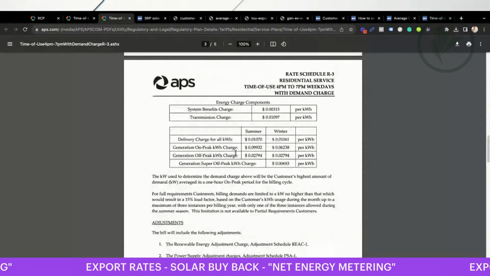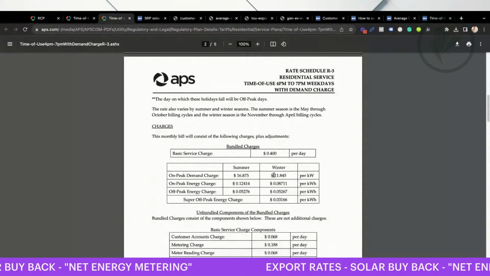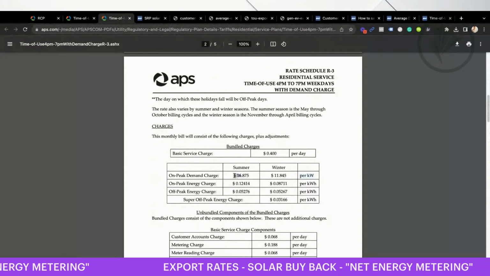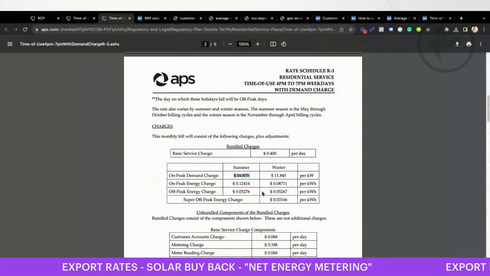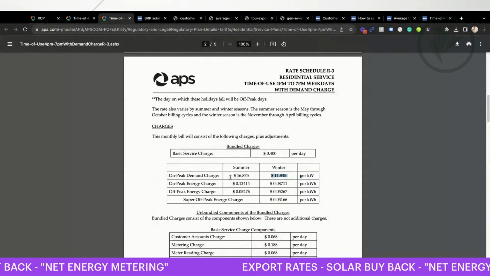So did they add it up? Normally they add it up. This is like broken down. Where's the bundled? Here we go, bundled. So their cost per kilowatt is $16.87.5, and the winner's $11.84. So it does seem high.